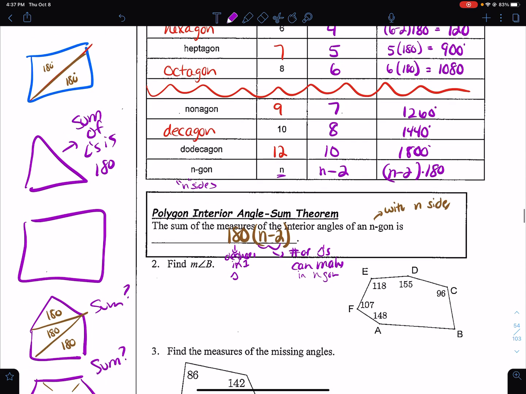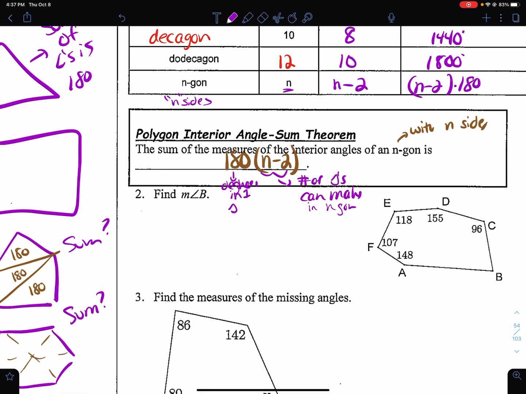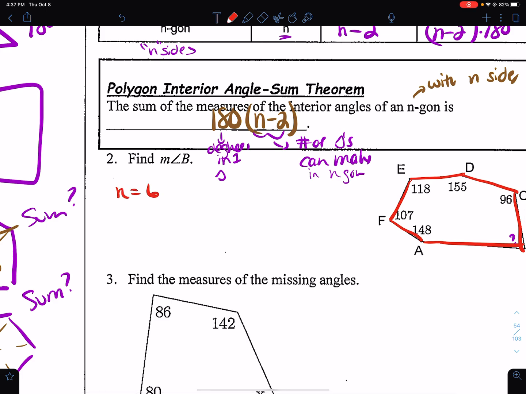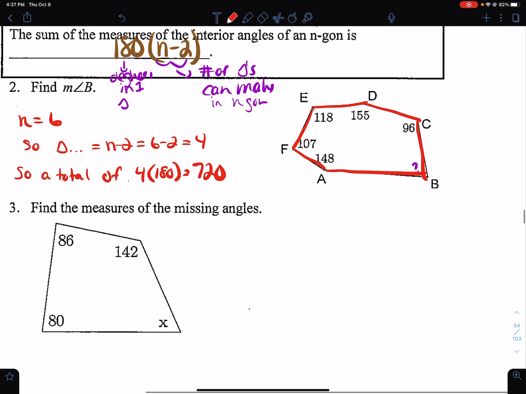So the way that we're going to use that theorem then is we're going to be given something like this here, and they want us to find the measure of a certain angle. So here we can see in this polygon that we're missing the angle here. So what we notice then is it has 1, 2, 3, 4, 5, 6. So in this image, the number of sides is 6. So the number of triangles, that's n minus 2, which is 6 minus 2, which is 4. So there should be a total of 4 triangles, each that have 180 degrees in them. So 4 times 180 is 720. So all of the angles on the inside are supposed to add up to 720.